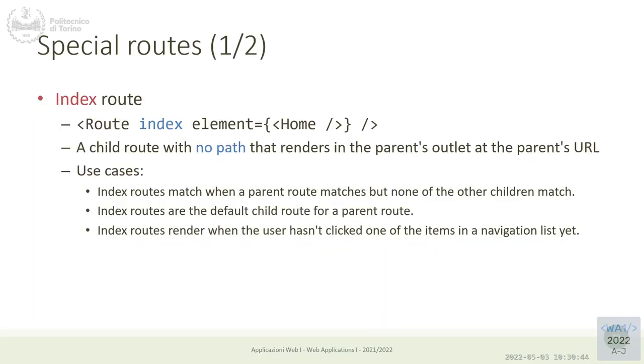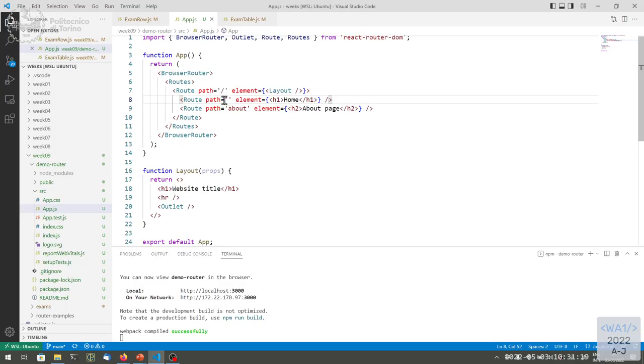There are other details, special routes that can be useful for rendering special parts or for matching special cases. For example, instead of defining a path element, we can just use the index keyword. This is sort of a default value for the path. So if we have a set of alternatives, like we have here, those alternatives are mounted inside the slash, instead of some path.